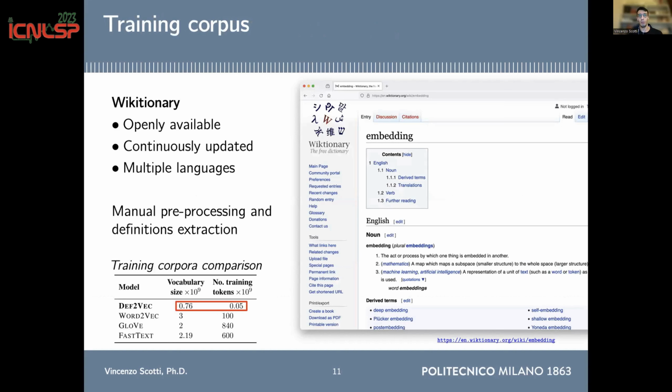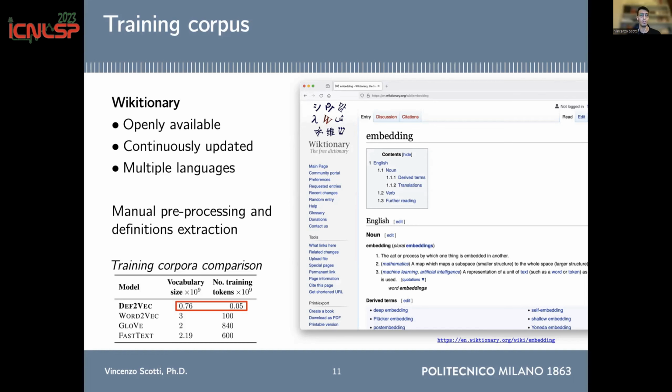What we did at this point, after defining the model, was to scrape the data from the Wiktionary dictionary, since we decided to go for this because it is openly available, continuously updated, and it also contains multiple languages, so we can eventually scale up to other languages. Up to now, we only worked with English, and we use it as a pre-training corpus to do unsupervised learning with LSA and build up our Def2Vec model.